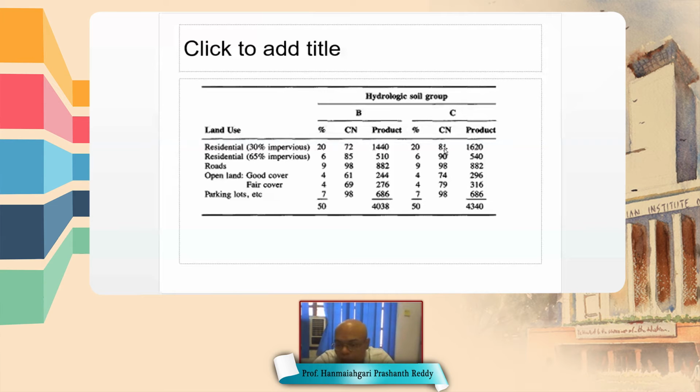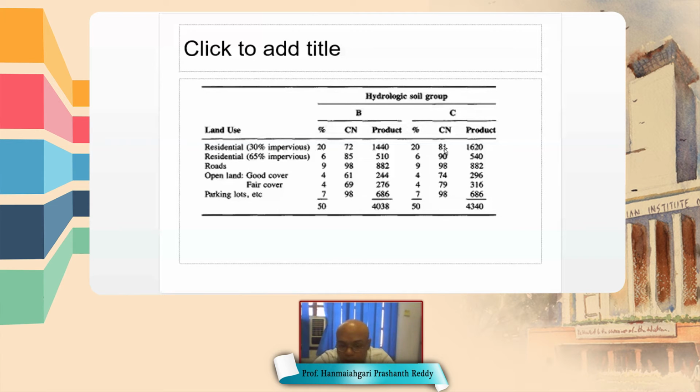So the cumulative product is 20 into 72, that becomes 1440, and 20 into 81, that becomes 1620.